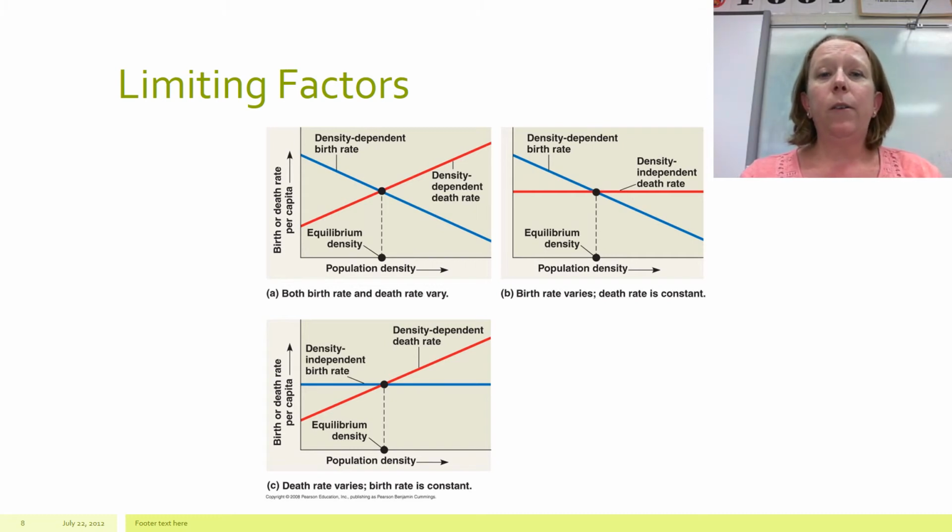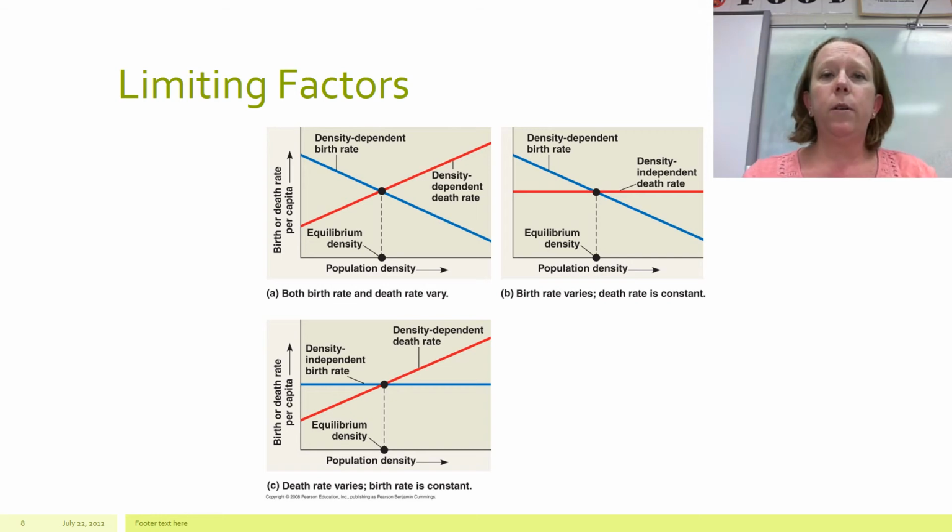Density independent, on the other hand, it doesn't matter how many there are in the ecosystem, the impact will be the same. So these are typically going to be catastrophic events, things like a hurricane or a tornado or something like that, clear cutting of a forest, things that are going to wipe out a large number of the population indiscriminately. And so you won't see that kind of connection between the death rate and birth rate. So sometimes, as I said, it can be a combination of both.